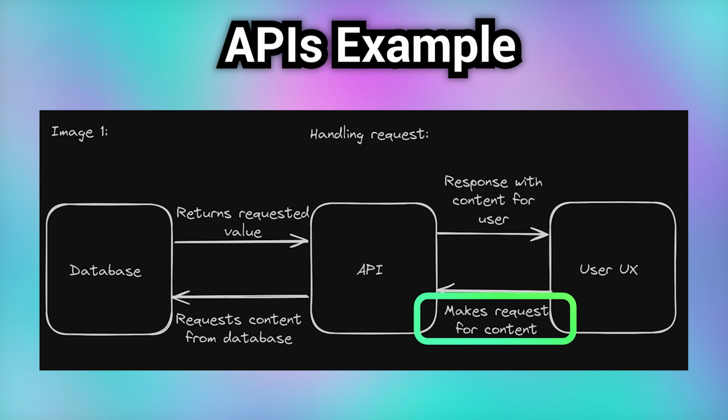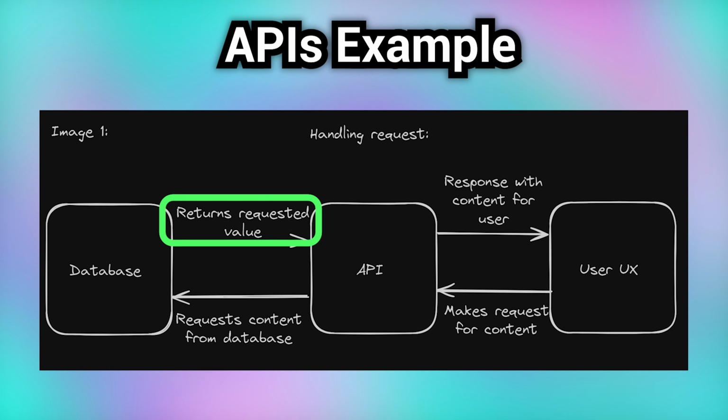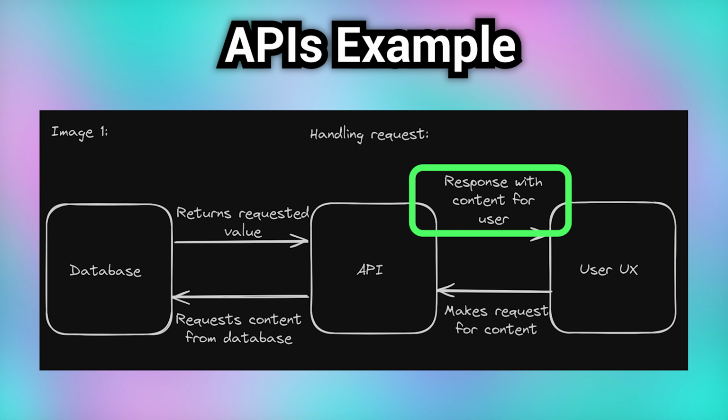It's as simple as the user makes a request to the API, the API sends that request to the backend, which is our database in this case. The backend sends the API this data, and then the API gives that data to the user.